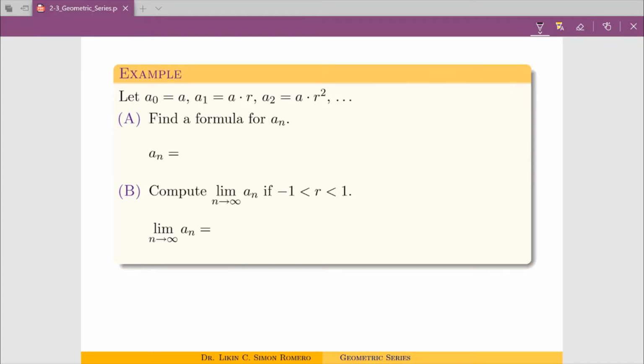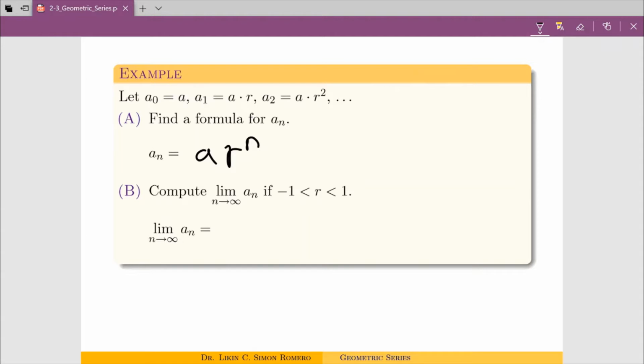Looking at this next example here, we have the sequence where a0 is A, a1 is A times R, a2 is A times R squared, and so on. So our formula here for a_n is A times R to the n. Notice that the power of n matches the index of our term.